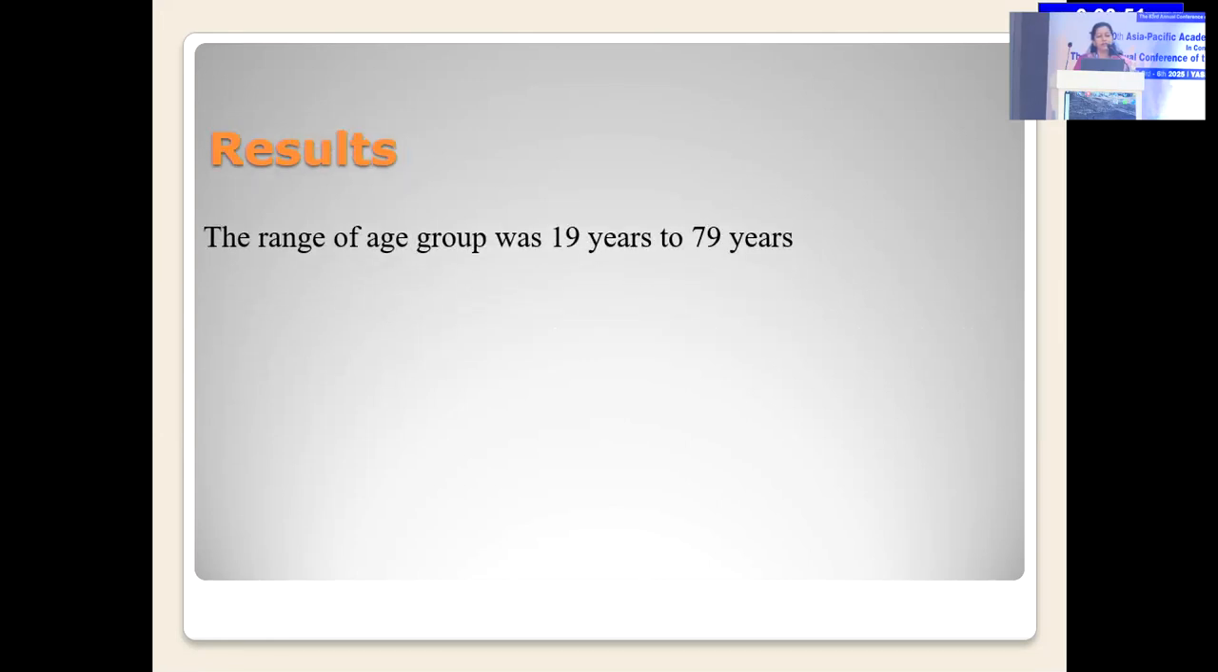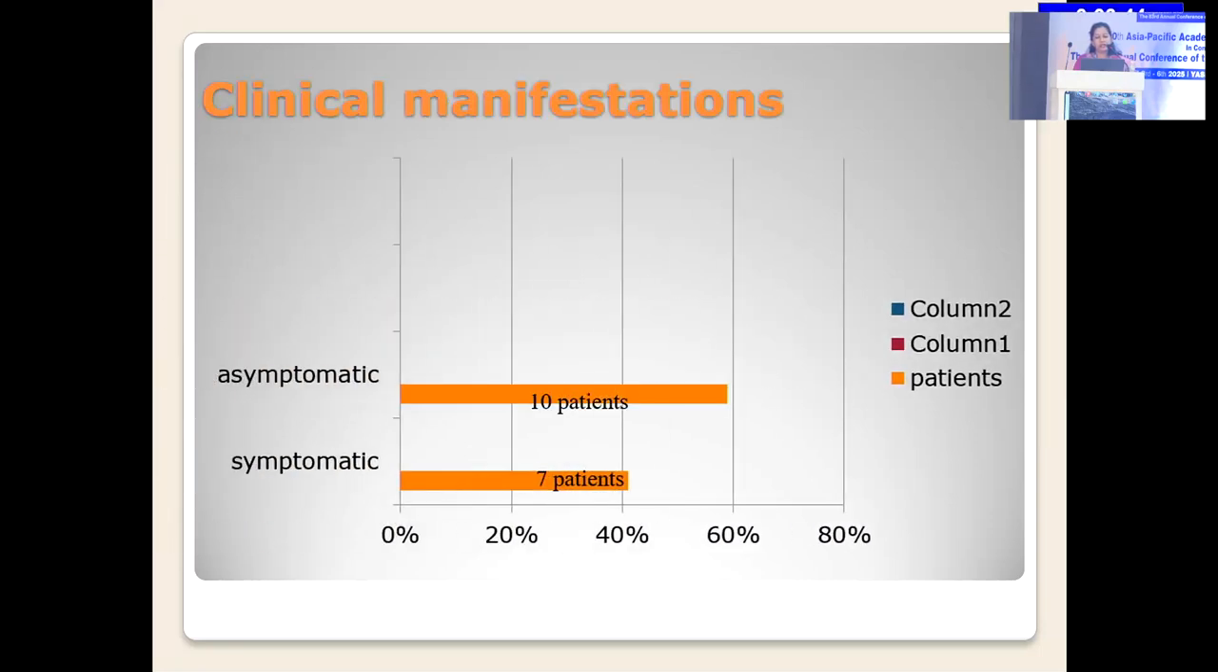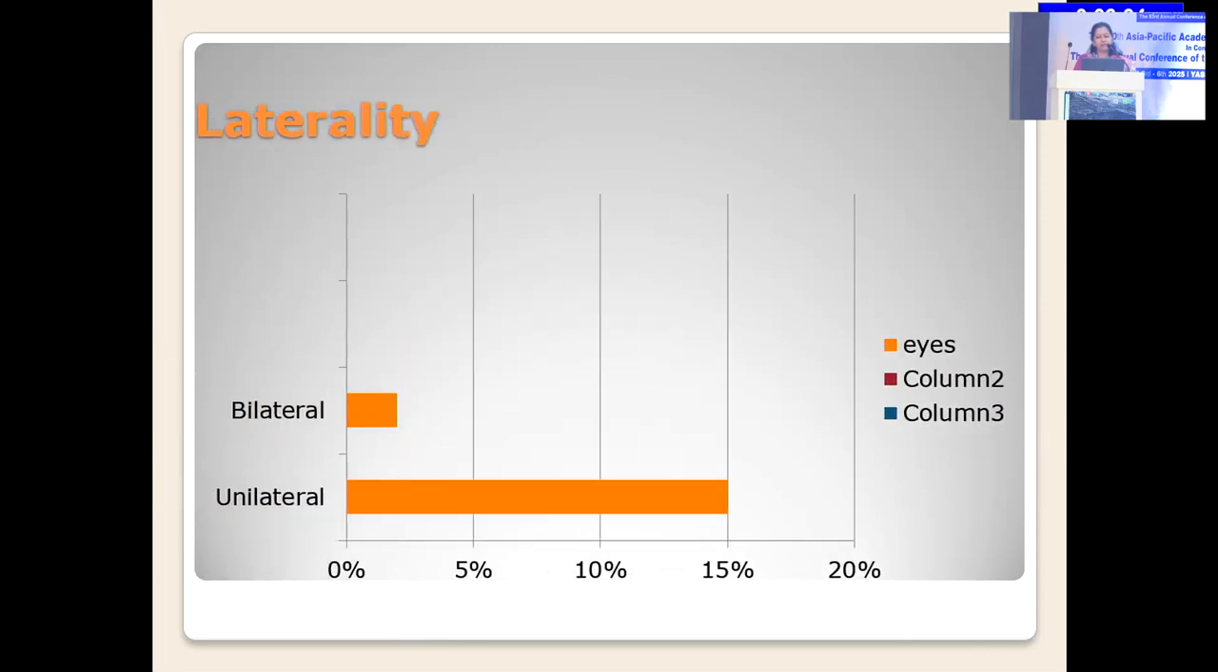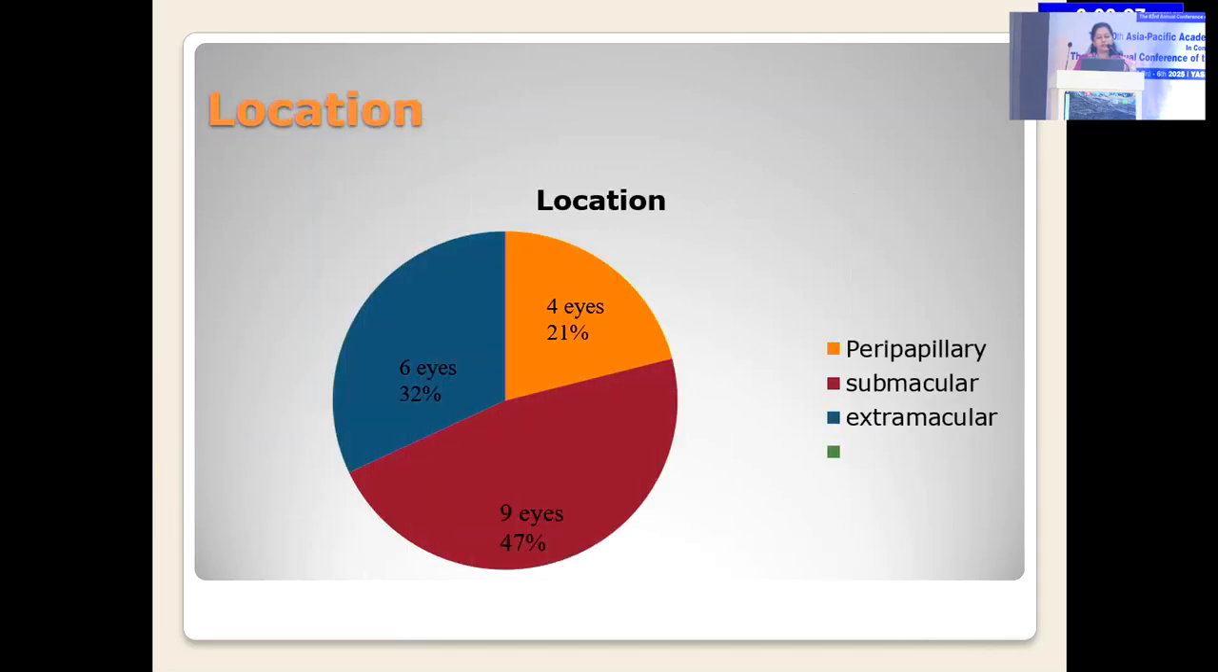Results. The age range was 19 to 79 years, mean age 37 years, mean follow-up of 36 months. Clinical manifestations: 10 patients were asymptomatic and 7 patients were symptomatic. Gender ratio: 35% were males and 65% were females. Laterality: 2 patients had bilateral presentation and 17 patients had unilateral presentation.